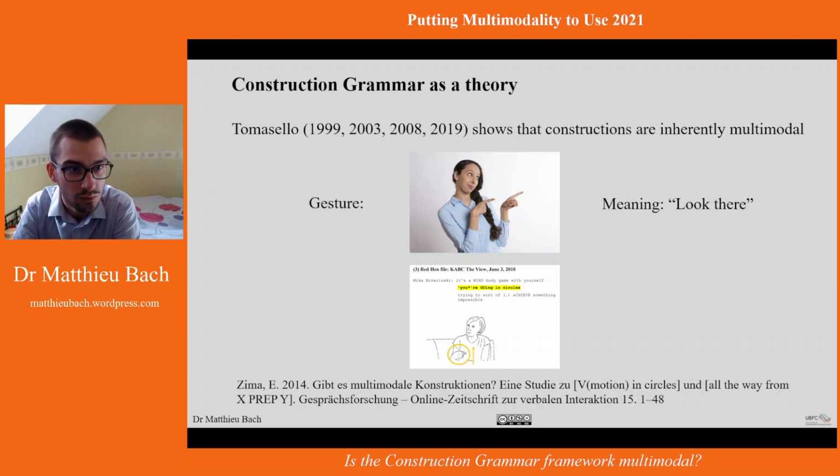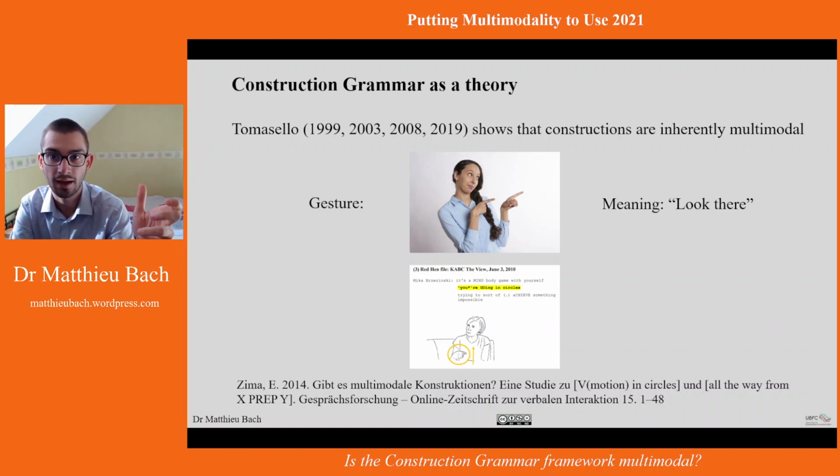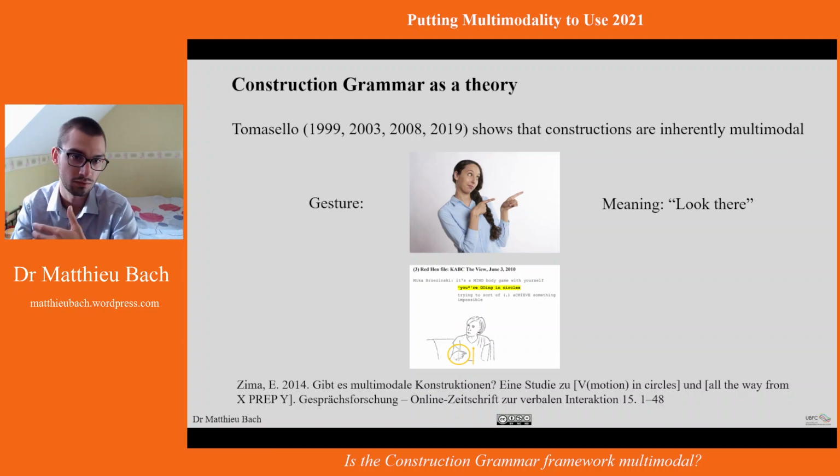What's more, Tomasello in many books, like the small one in 2019, the bigger one in 2003, and the smaller one in 2008, and then his last big book in 2019 shows that constructions are inherently multimodal. That means that from the psychological perspective, from the cognitive one, constructions are actually multimodal structures, and then there might be just only linguistic textual structure. If you take the most basic construction, which is a gesture, it is per se multimodal.